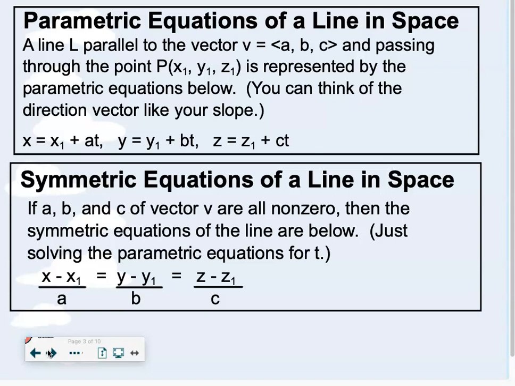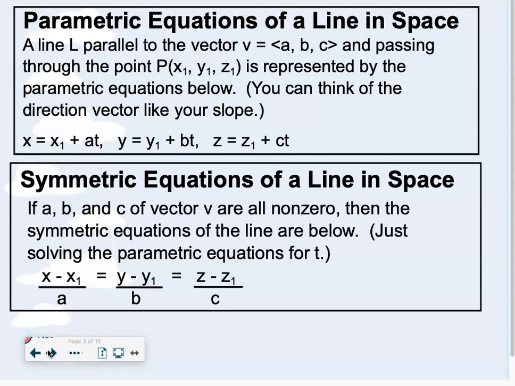For me, what I do mentally, I know what they are, but personally, my brain still goes through the process. I always go to my parametric first, and then I just mentally solve each one for t. So t equals x minus x1 over a, it equals y minus y1 over b, it equals z minus z1 over c, right? And since t is the same for all three, you can set those three equal to each other. So those are called the symmetric equations of a line.